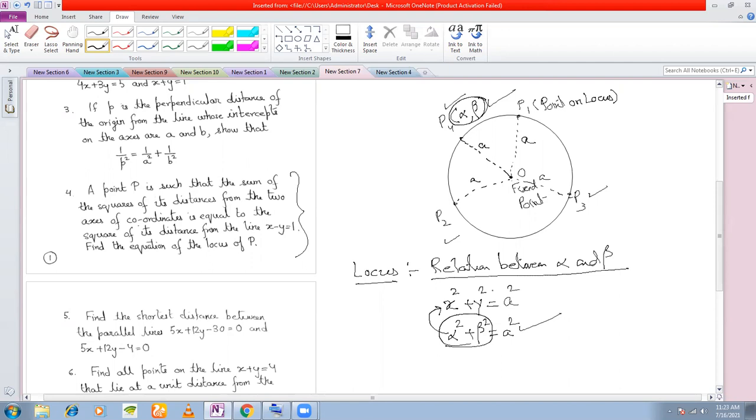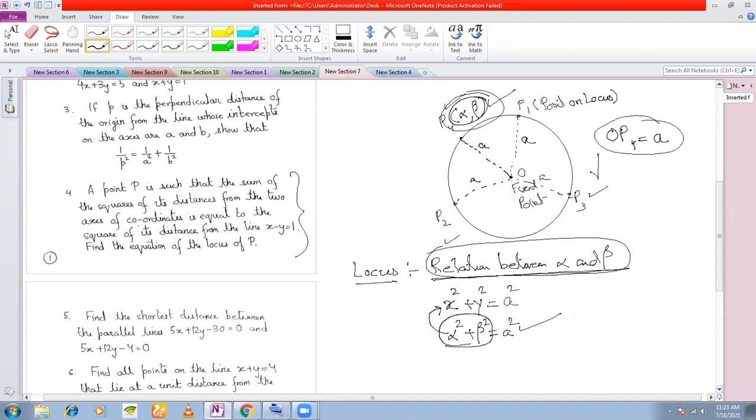If you remember this, it will solve all your problems. Even if you are not able to understand the meaning of locus, just understand that it is a relation between alpha and beta. If I take the coordinates of any point on the locus as alpha beta, then I want to find out a relation between alpha and beta. How will I find out? Some relation will be given to you. For example, in case of a circle, it will be given to you that OP is equal to a. With the help of this, you can find out.